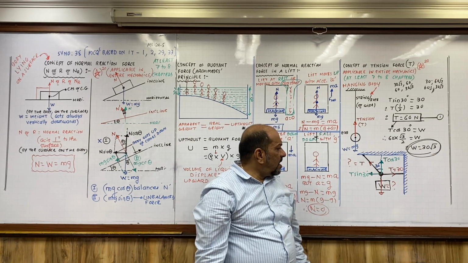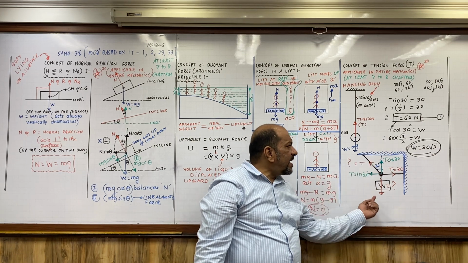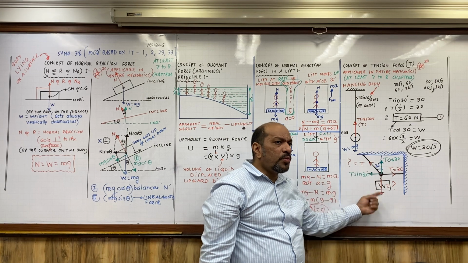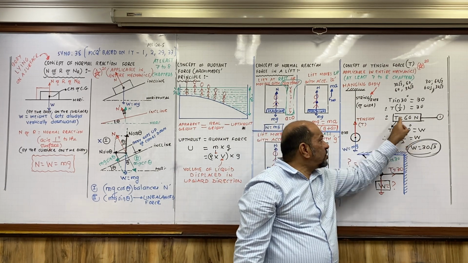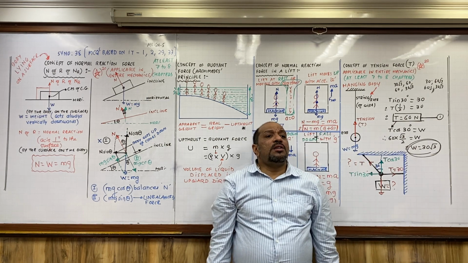Easy, na beta. W is balanced by T cos theta. Down with up. So W is equal to T cos theta. T I have already got. Have you understood the lecture well?